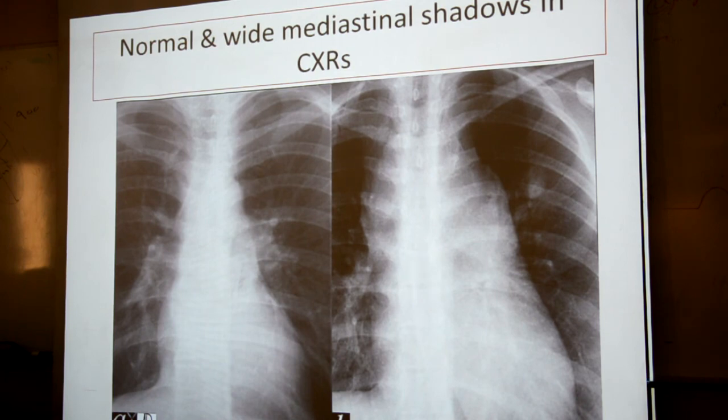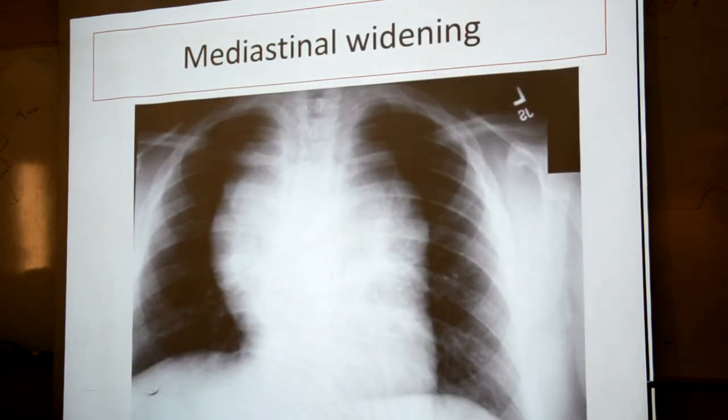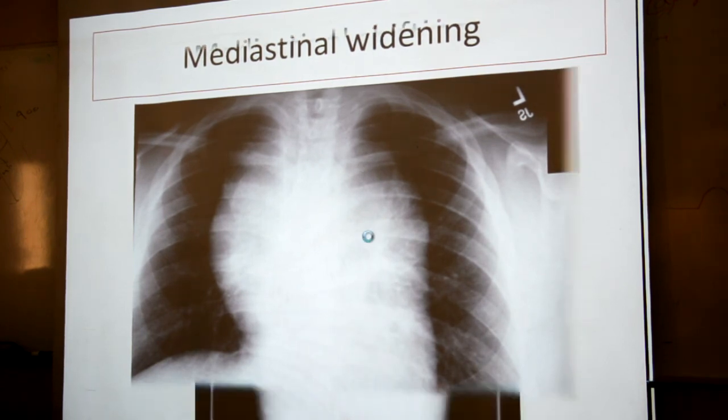Lateral views after the PA is viewed would be helpful to decide the mediastinal widening, whether the pathology is in the anterior, middle or posterior mediastinum, and the CT scan is the most sensitive investigation to give you the exact localization and origin of the mediastinal mass. Take this example, you see the mediastinum is too much wider, and definitely the next investigation, CT scan, will be helpful to you.